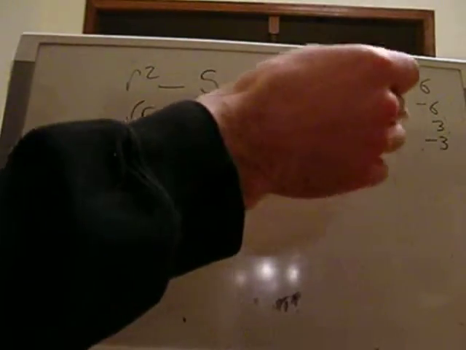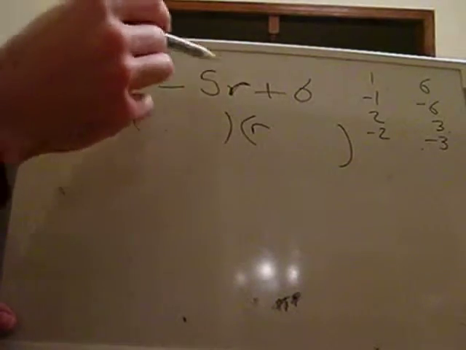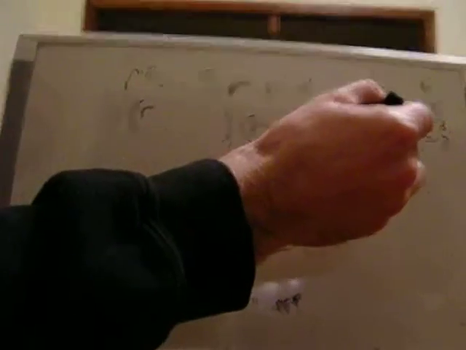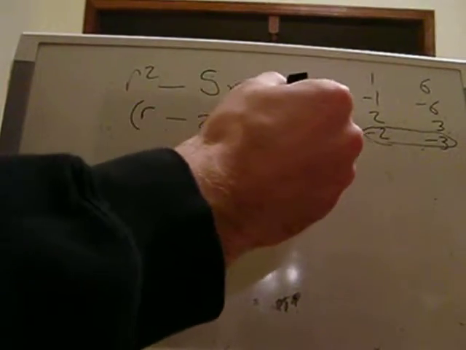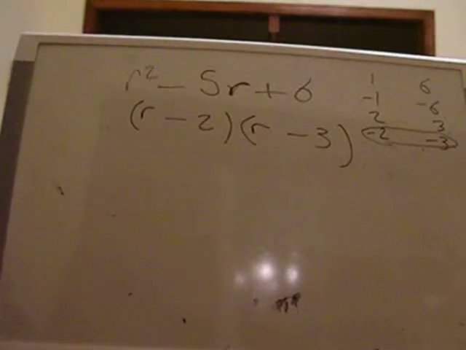So we're just looking for the one that adds to a negative 5. And that, of course, is going to be this right here. R minus 2 times R minus 3. Right? Okay, so that's our factorization. Now we'll worry about this bottom one.